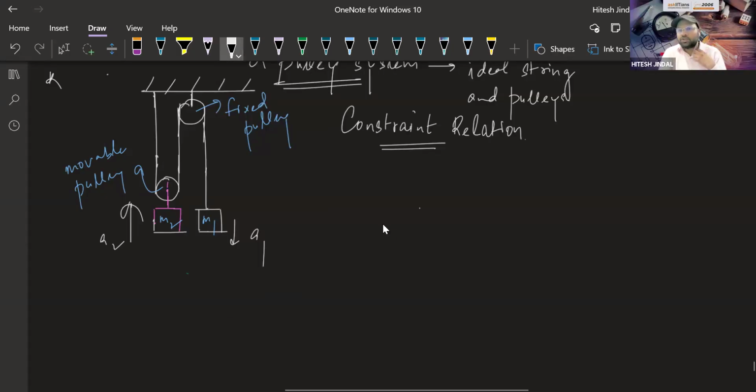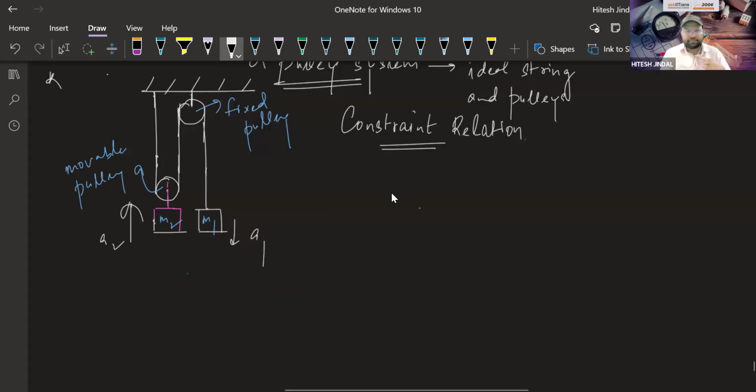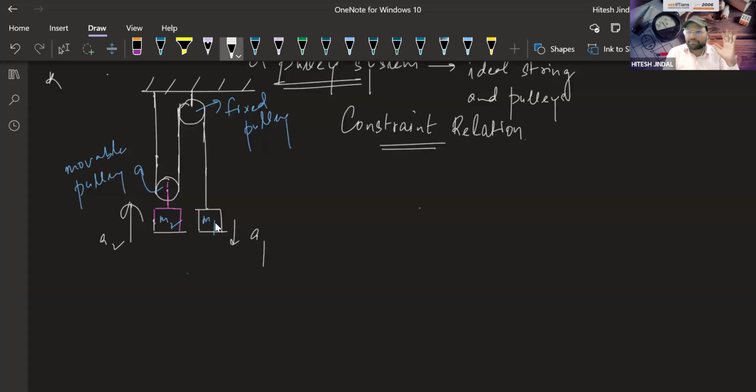Right now, how to find that constraint relation is what I am asking. Sir, why are we saying it won't be the same? It may be the same. We have to calculate first, right? We cannot say like that, because it's a different system. So it may be the same, it may not be the same. In the previous case, it was the same. Obviously, we cannot determine that just by seeing the diagram. You have to calculate that, right?